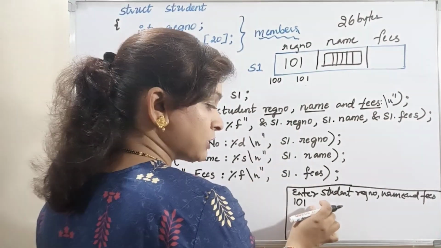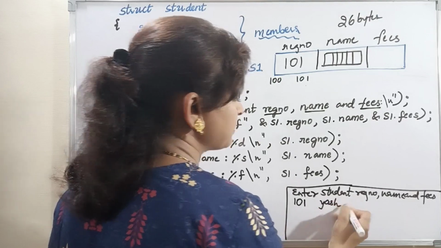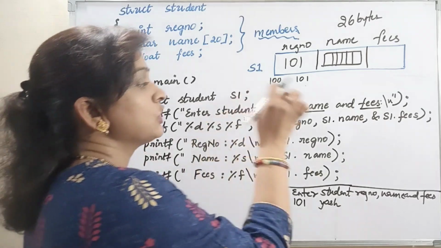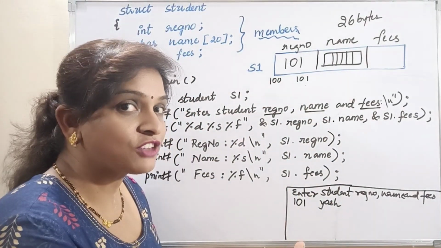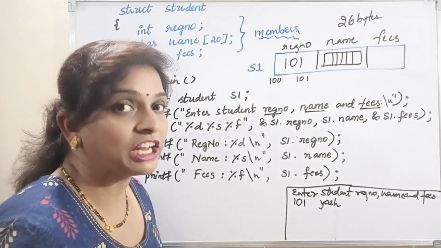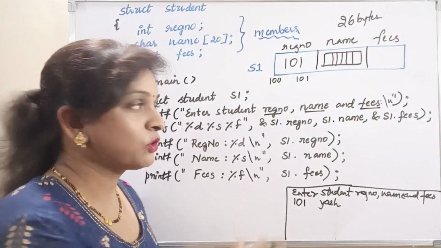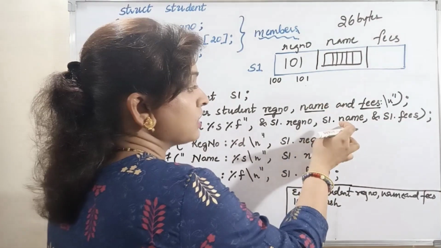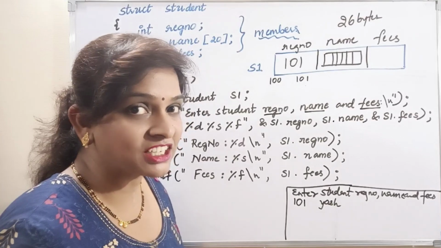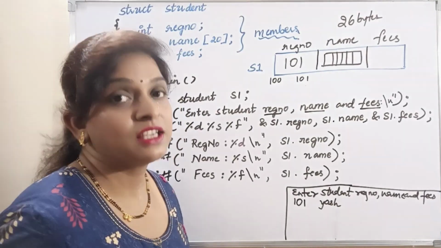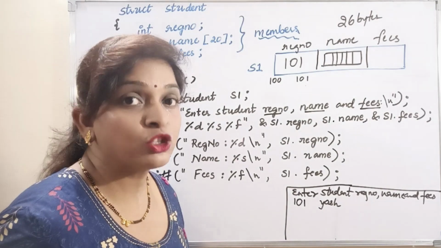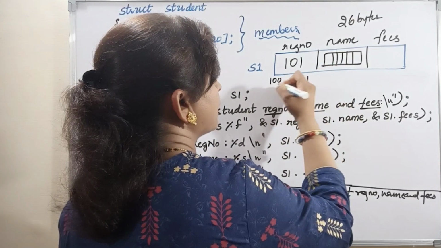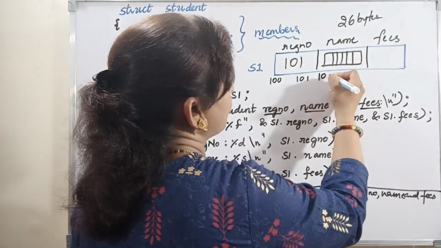Then I'll give a space, I'll type the name, say Yes, that will be considered as a string, so percentage s. Store in the address of s1.name I should mention, but you need not mention ampersand for a string. You can simply say s1.name. It will take it automatically, because the array name will give you the base address, we have studied that in the previous sessions. Base address means address of the first element. So s1.name: it is 100, 101, and from 102 I start.